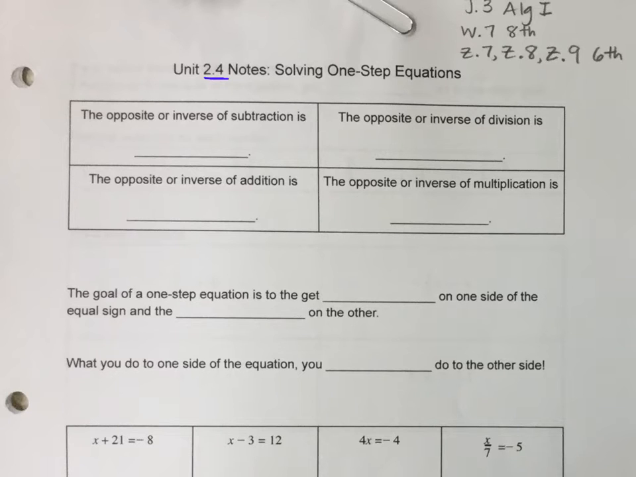So the opposite or inverse of subtraction is addition. The opposite or inverse of addition is subtraction. We know that. The opposite or inverse of division is multiplication. But in high school math, instead of writing an X for multiplication, we either do a dot, 4 times 5 that way, or we could do 4 times 5 in parentheses. We don't use that X anymore because all of our math problems have X's in them, and I don't want you to get the X confused with multiplication.